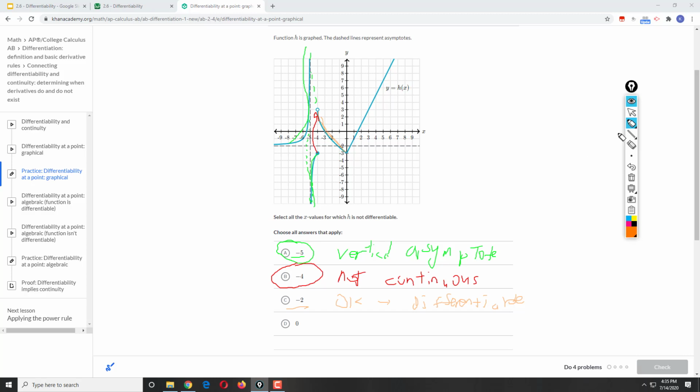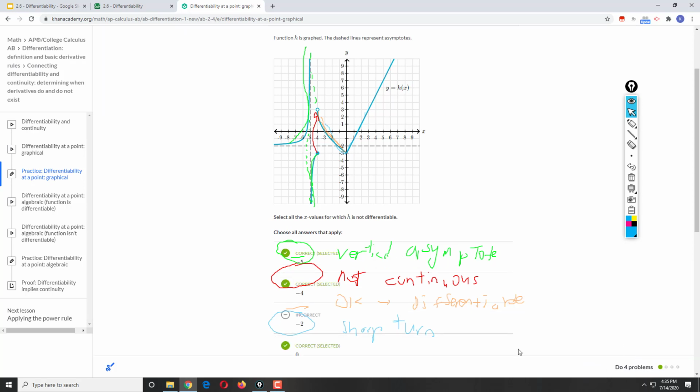Finally, at x equals 0, we see that the graph takes a sharp turn. Bam! It takes a sharp turn. The slope was definitely negative and suddenly becomes positive after x equals 0. Because it takes a sharp turn, it's not differentiable. Okay? So we can select A, B, and D. All of them are not differentiable. Let's check. Yep, that's correct.